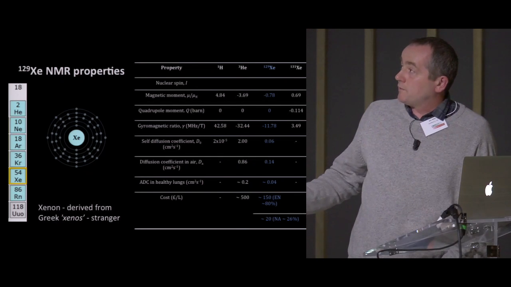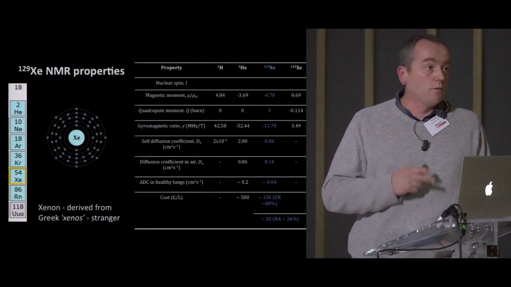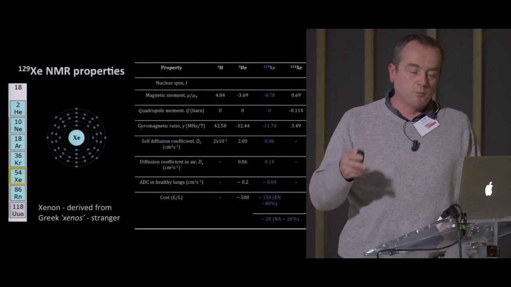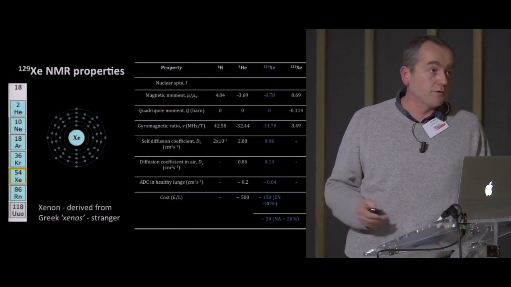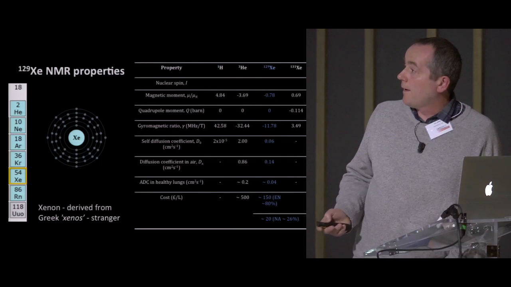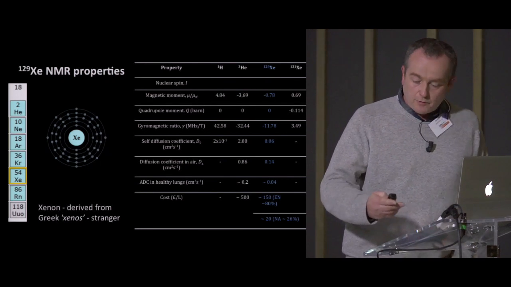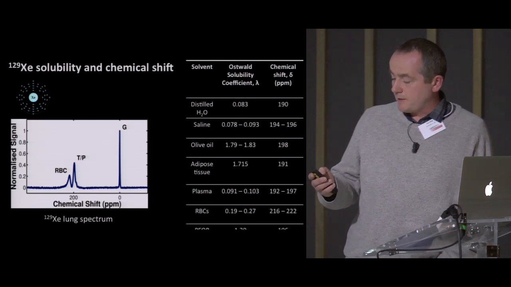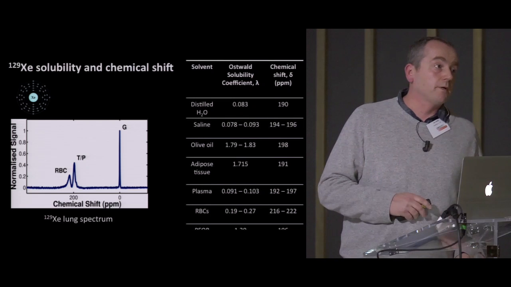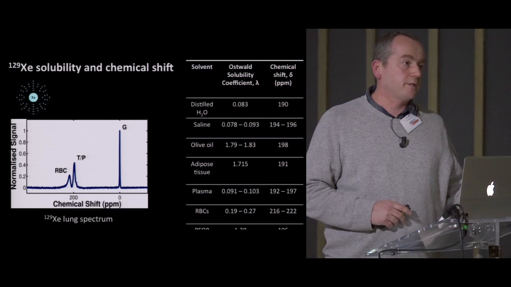As a noble gas, it's diffusive. It's nowhere nearly as diffusive as helium-3, so its Brownian diffusion is more limited in terms of the mean free path in the lungs, but we can still measure its diffusion with MRI. And I've mentioned its cost as well. So if we move on and look at some of the other properties of xenon, again, down to its loosely bound electron cloud, we get a wide range of chemical shifts depending on the environment the xenon is dissolved in.